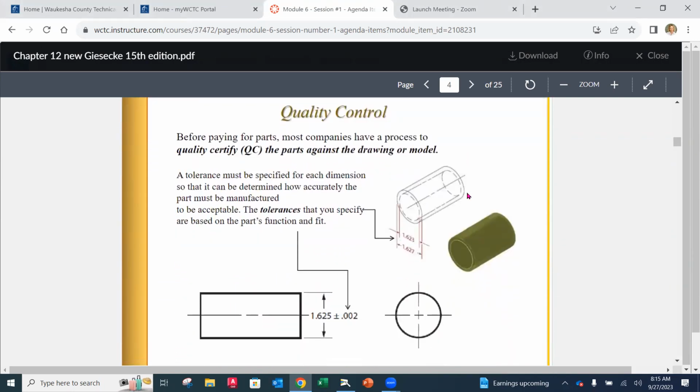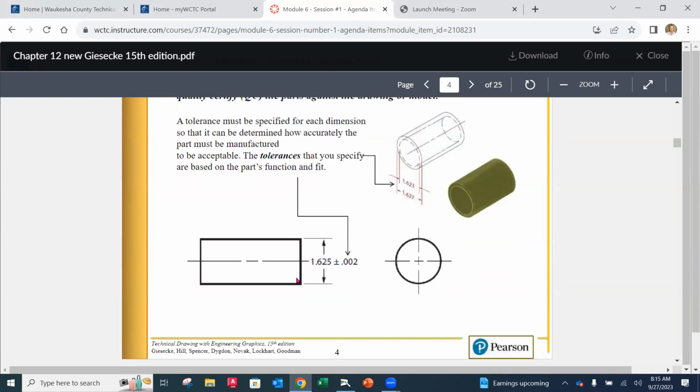Now, quality control. Before paying for parts, most companies have a process to quality certify their parts against the drawing or the model. Let's say we make a bin of parts and we have to check to see if they're good, if they can continue on in the process, maybe go on to be assembled into whatever the final form is going to be. Those drawings are going to be checked, meaning each one of the dimensions on the part has to be inspected by somebody in what normally is called the quality department. And they are going to say, are those parts okay or not?